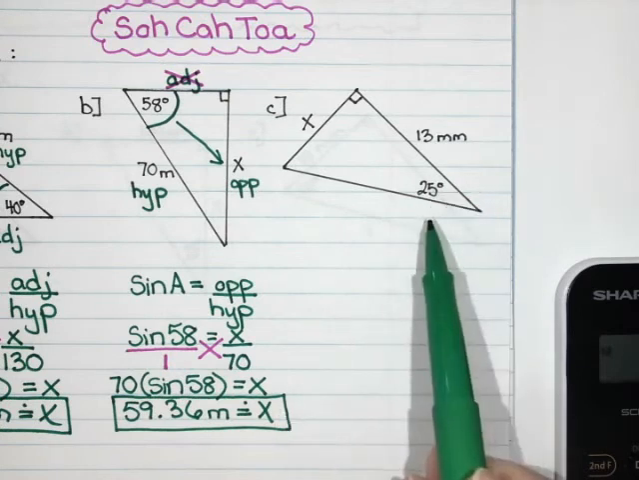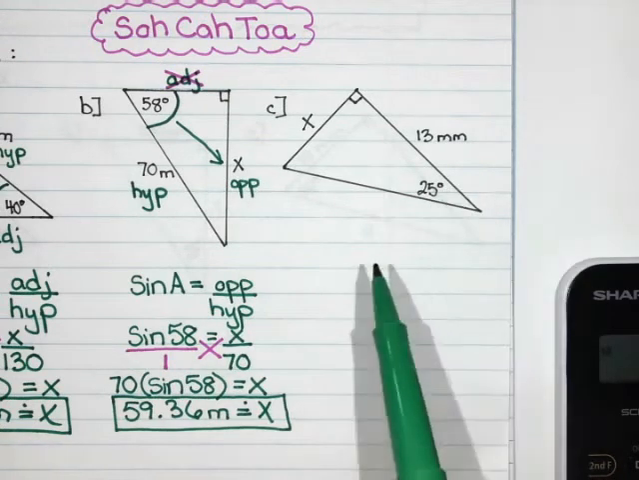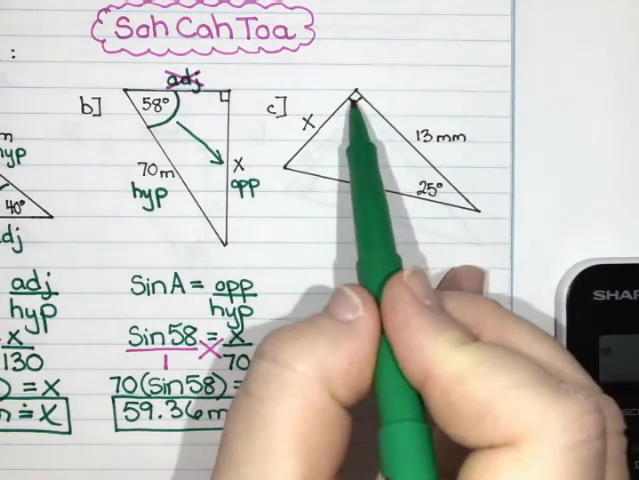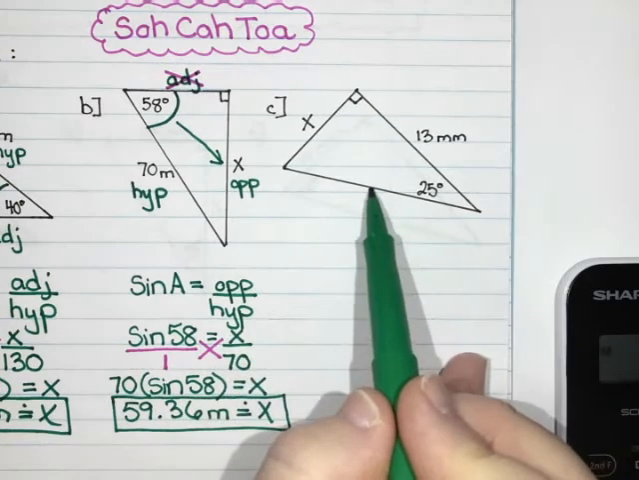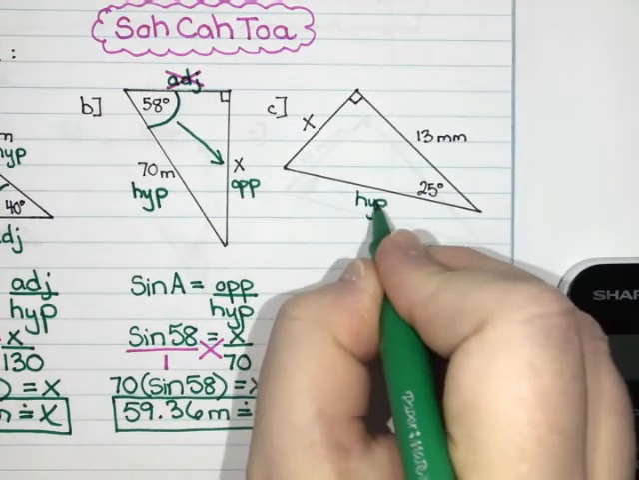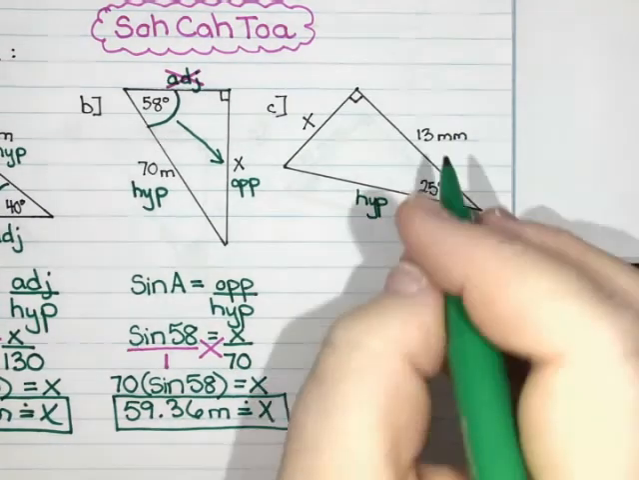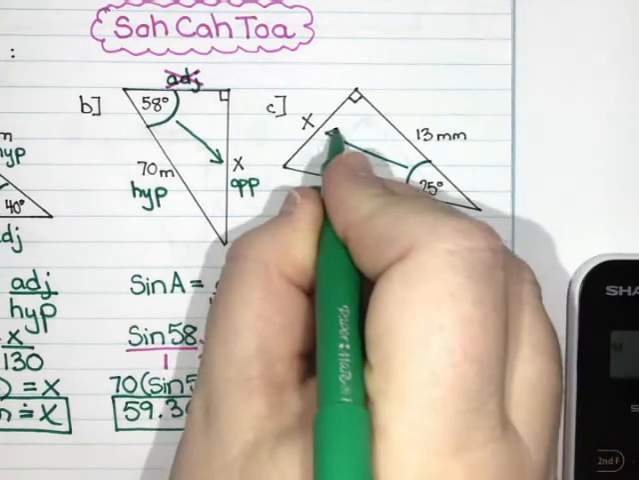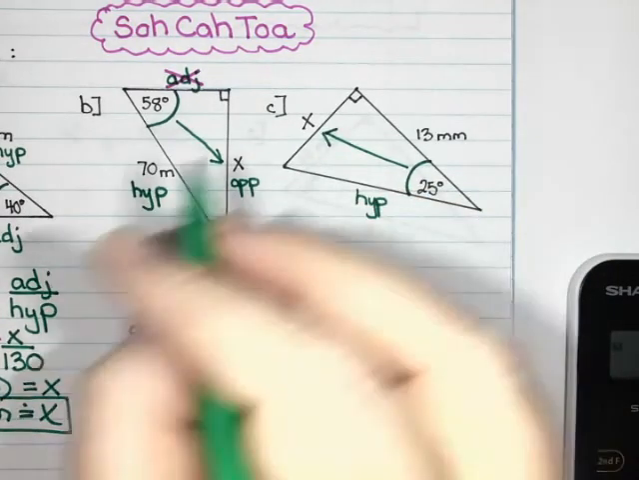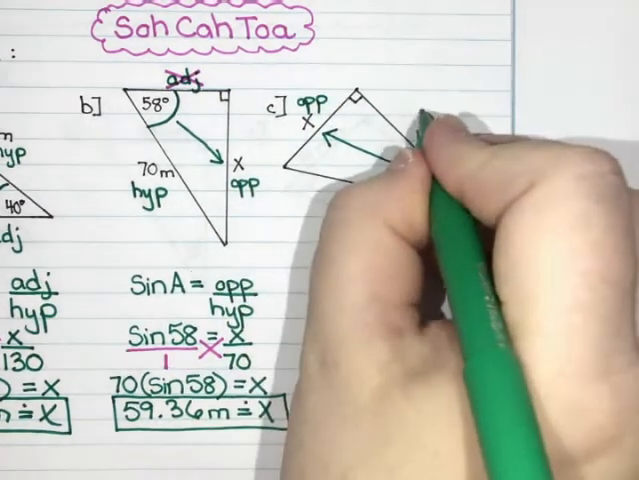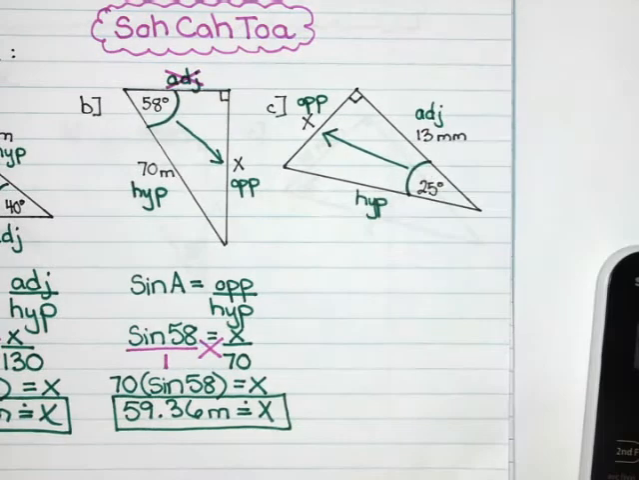So first thing I want to do once I know that I can use the sine, cos, and tan ratios is I want to label my sides. So I always start with the hypotenuse. So across from the 90 degrees, the longest side in that triangle is the hypotenuse. From there, I want to find my angle. So the angle that was given in the question. The side across the triangle from that angle is my opposite. And then the third side is the adjacent.